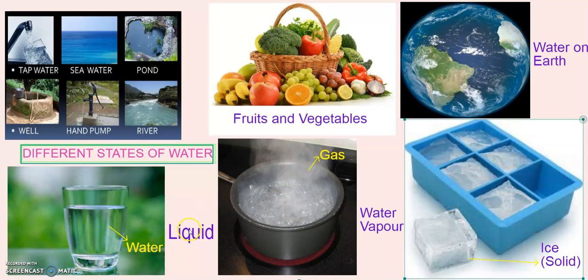The first one is liquid form. And the second one is the gaseous state of water. And the third state of water is ice. It is also called solid form.